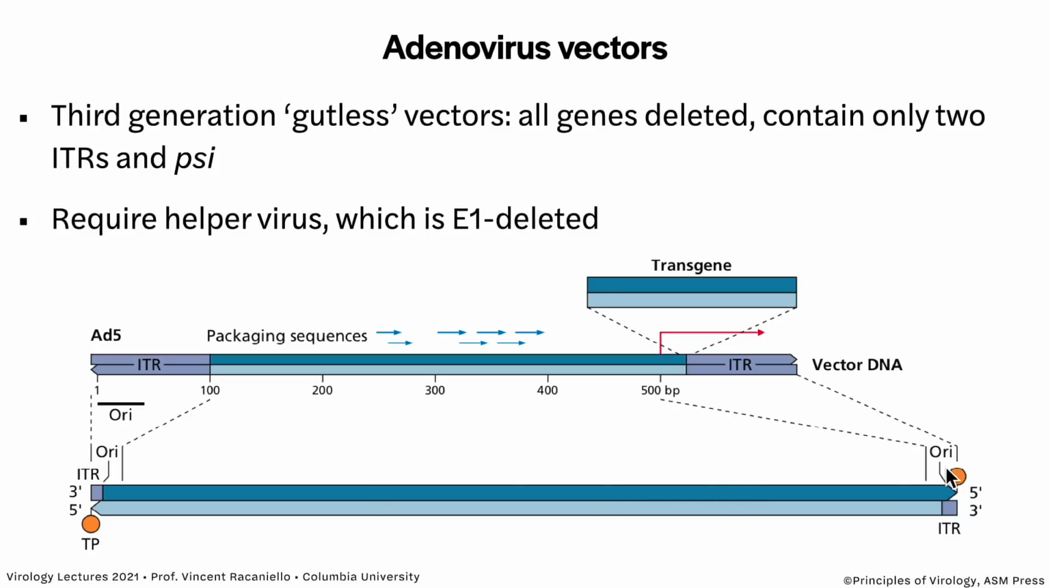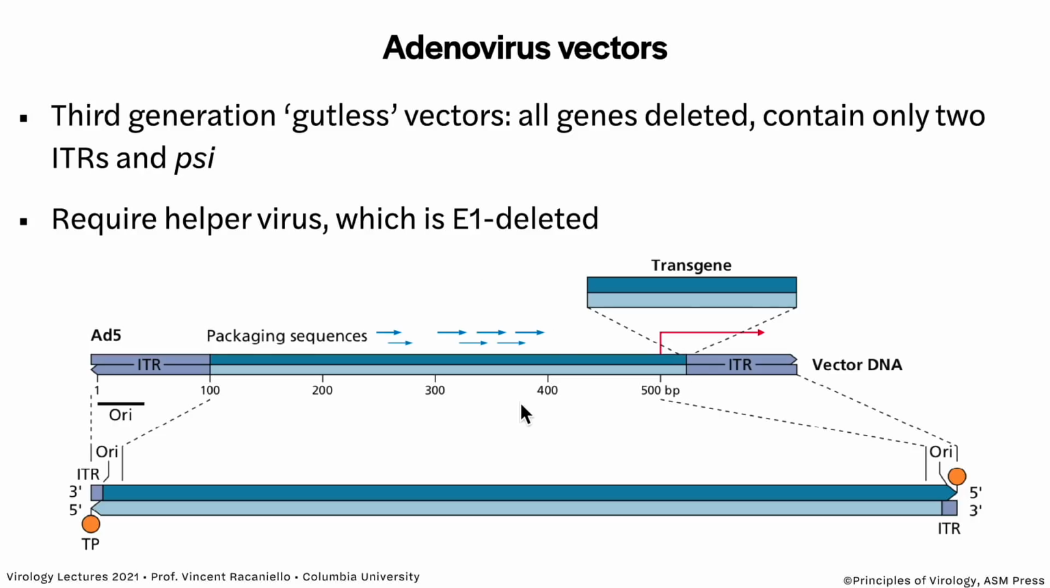So here's the adenogenome at the bottom. You take everything out except the inverted terminal repeats at each end and the packaging sequences in the middle here. And then you can put a transgene in here. You can put a promoter of your choice. And you get a lot of capacity if you need it. For the vaccines, we don't need this, so we don't use them. But for other applications, you may have a large gene you want to deliver, and you can do this.